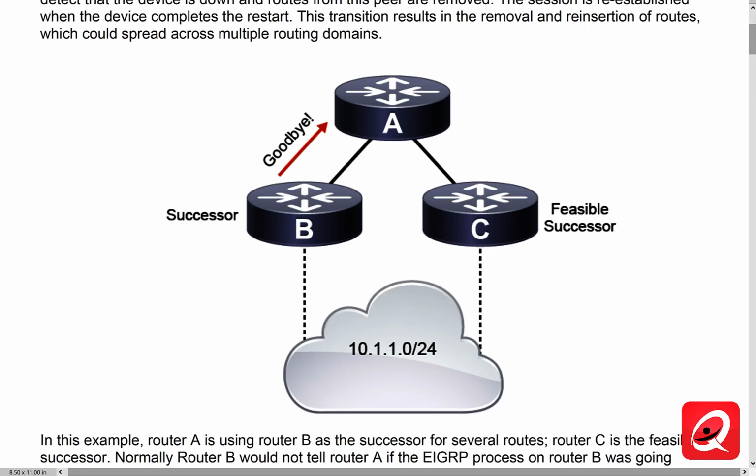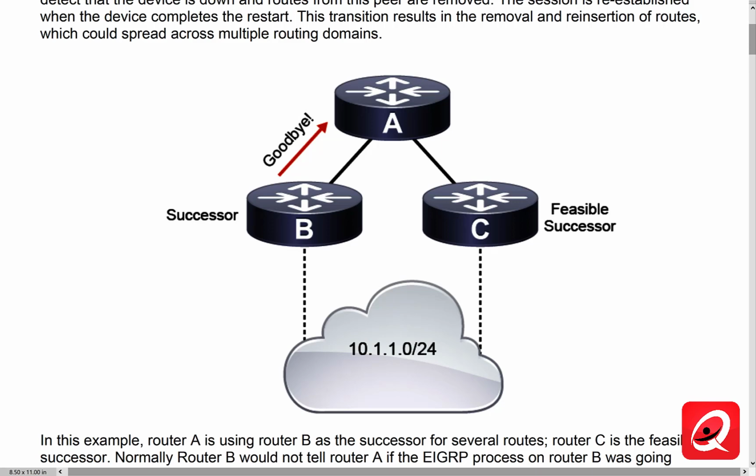Now, what happens when we lose the adjacency? Once the dead timer expires, assuming we're not running BFD, then we lose our adjacency. And this is where graceful shutdown comes into play. We need to speed up this convergence process.